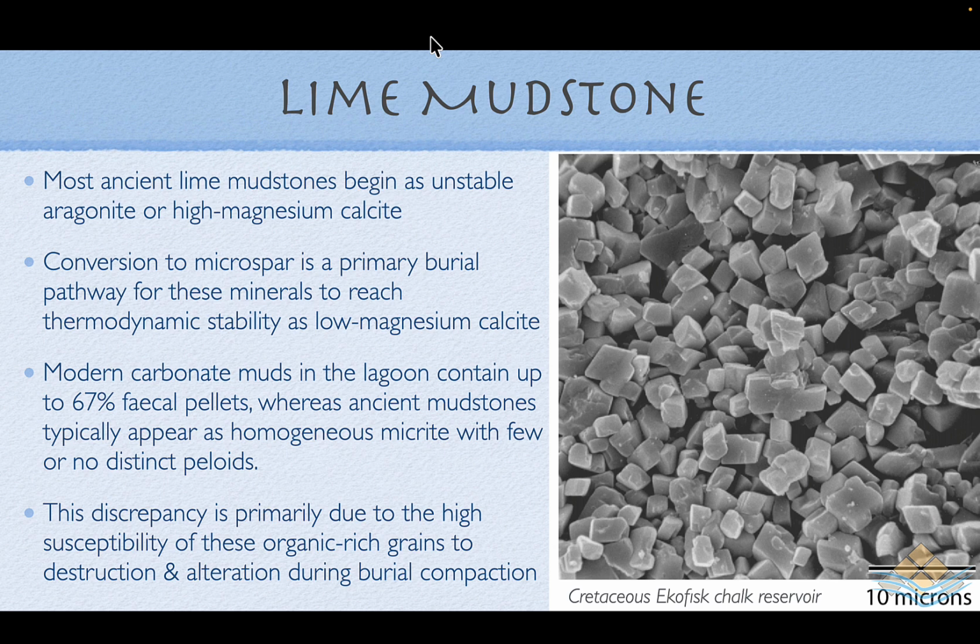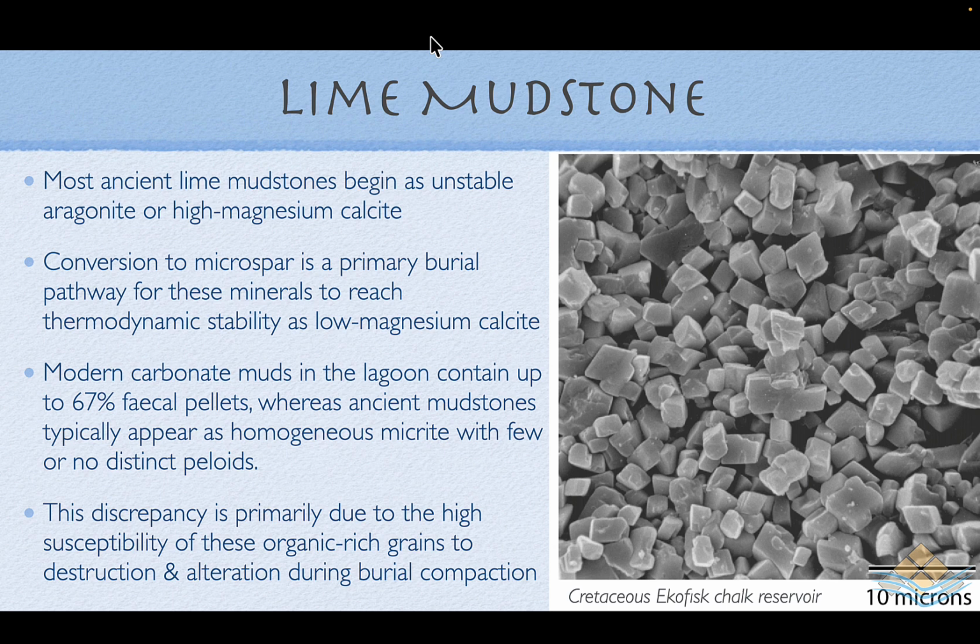The other thing that happens here can be compaction. Quite often the porosity levels in a carbonate mud are quite high, up to 60 to 70%. But as that mud dewaters in the burial environment, if it's made up of fecal pellets, and modern carbonate muds in the Bahamian lagoons can be up to 67% fecal pellet mudstones, when we see their equivalents in ancient mudstones, they tend to be quite homogeneous micrites with few or no distinct peloids, a combination of both bioturbation and compaction.